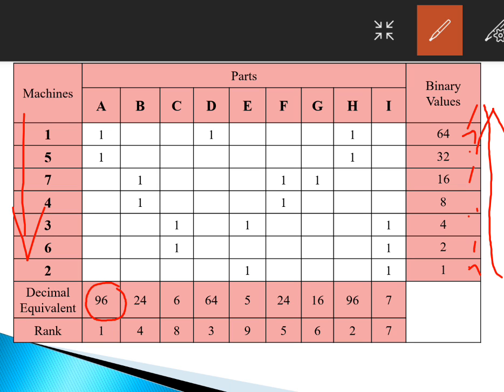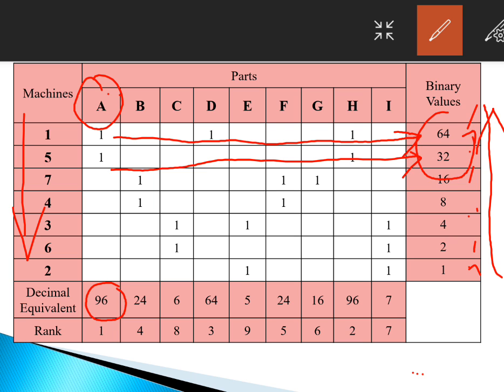I will give you the example for one part. Let us consider part A. So there are 2 ones, its equivalent value is 64 and its equivalent value is 32. 64 plus 32 is equal to 96.